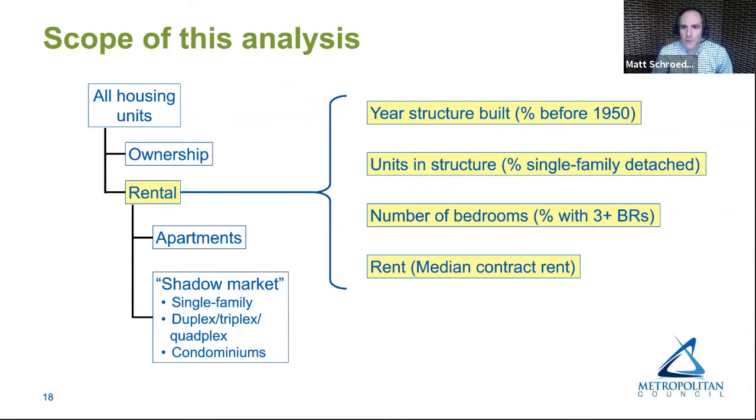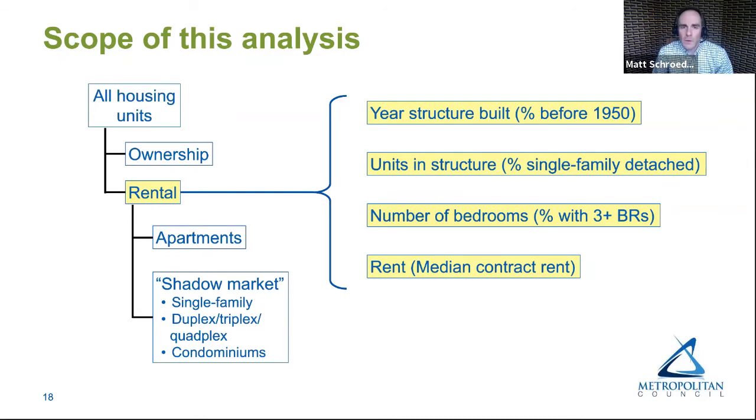For units in structure, just using percent single-family detached as a way of looking at it if you wanted to do some policy intervention that was going to try to shift single-family rentals towards single-family ownerships that might be more affordable. This might be one way to look at that. Third, looking at the share of units with 3 or more bedrooms that might be able to accommodate larger families. And then finally, the median contract rent.